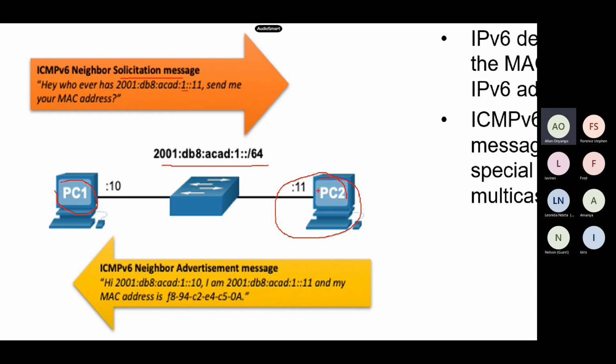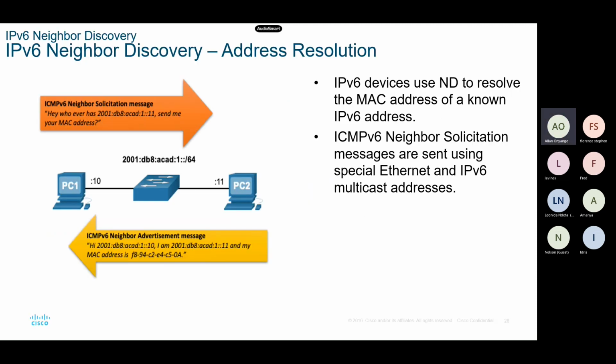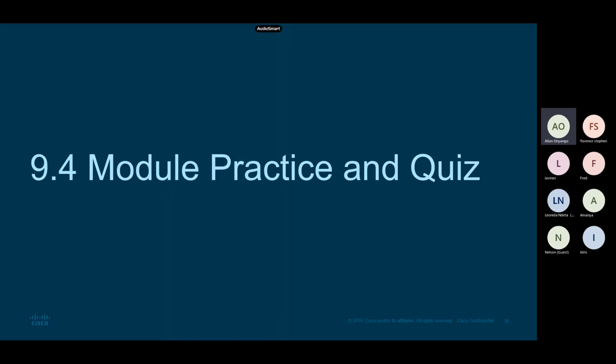PC2 is going to receive it and respond back to PC1 saying, hi, PC with address 2001:db8:acad:1:10, that is PC1, I am :11 here, and my MAC address is actually here. So you realize it's basically doing the same thing, but using the neighbor solicitation message and neighbor advertisement message, just like ARP request and ARP reply. So basically, very, very similar.